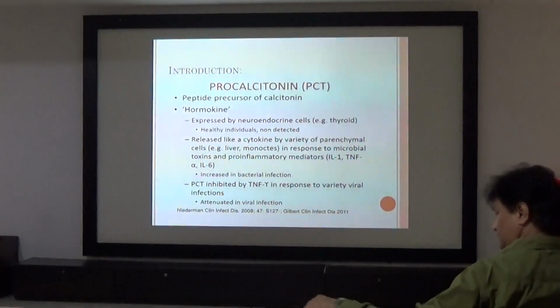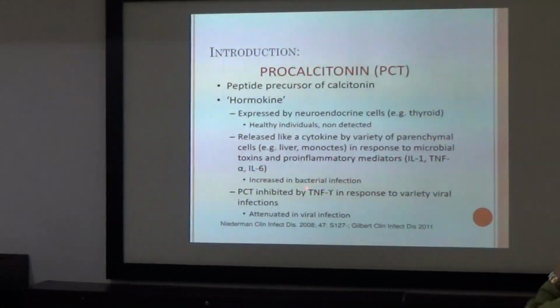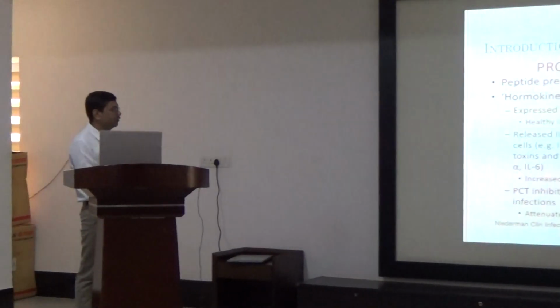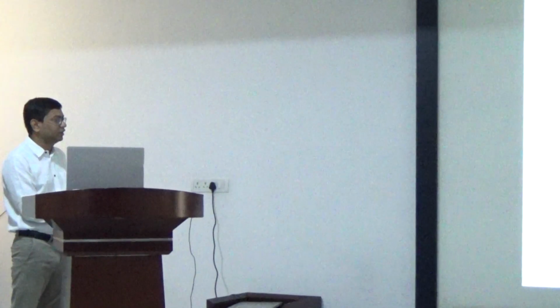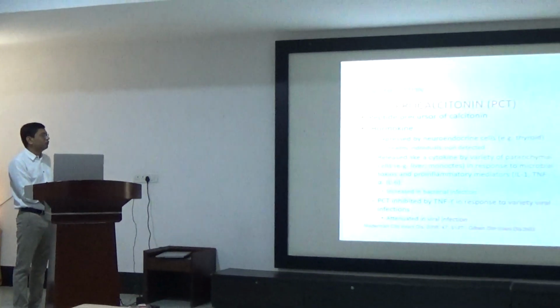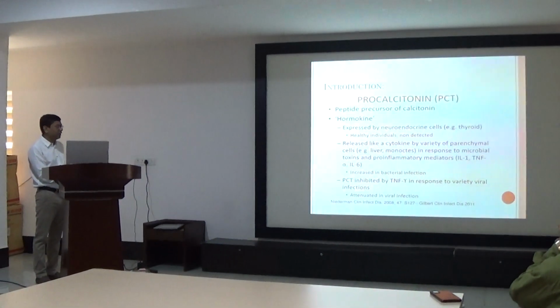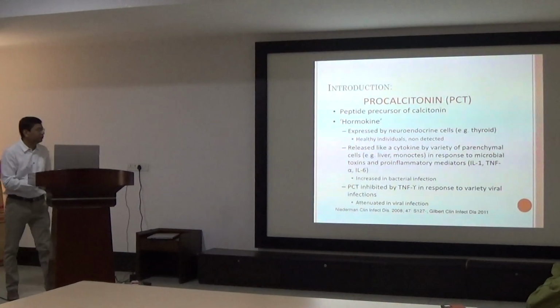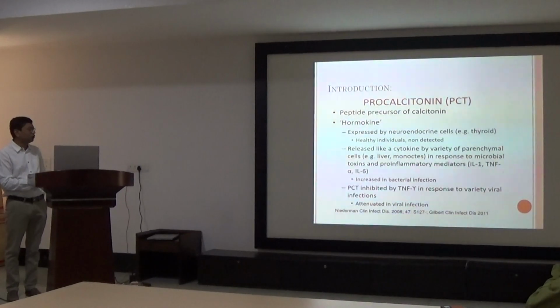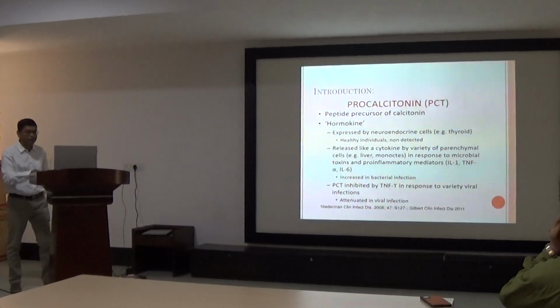Precursor of calcitonin. In this slide, we need to understand TNF alpha, interleukin 1 and interleukin 6. After bacterial infection, there is a pro-inflammatory mediator which responds to this mediator. Procalcitonin is secreted in the bloodstream. On the opposite, in viral infection, TNF gamma secretion inhibits PCT secretion in the bloodstream. So PCT has been indicated to try to differentiate between bacterial and viral infection.